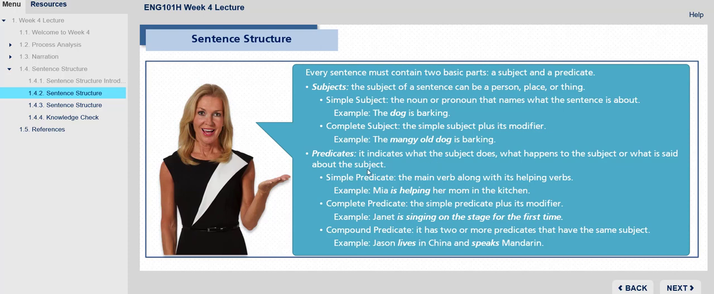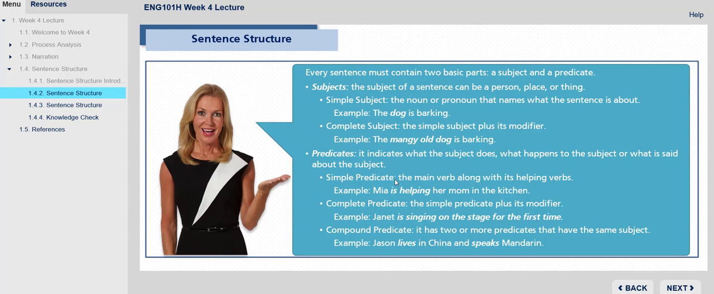Predicate. A predicate indicates what the subject does, in other words what happens to the subject or what is said about the subject. A predicate comes after the subject. It's everything after the subject, and that's the simplest way to remember it. The simple predicate is the main verb along with its helping verb. Example: Mia is helping her mom in the kitchen. The subject of the sentence is Mia, and everything else is the predicate. That's the easiest way to understand what a predicate is.